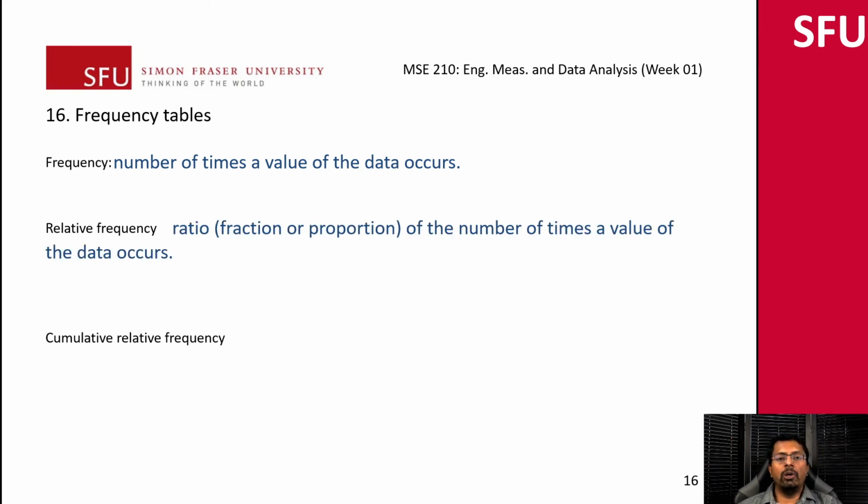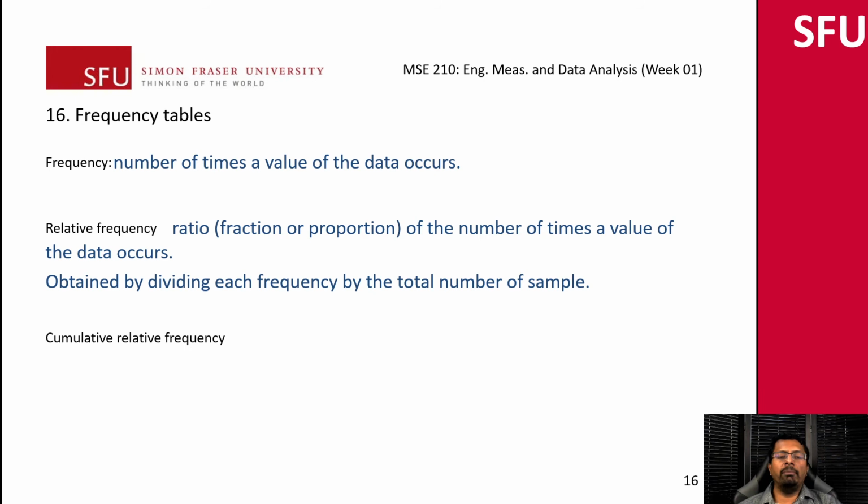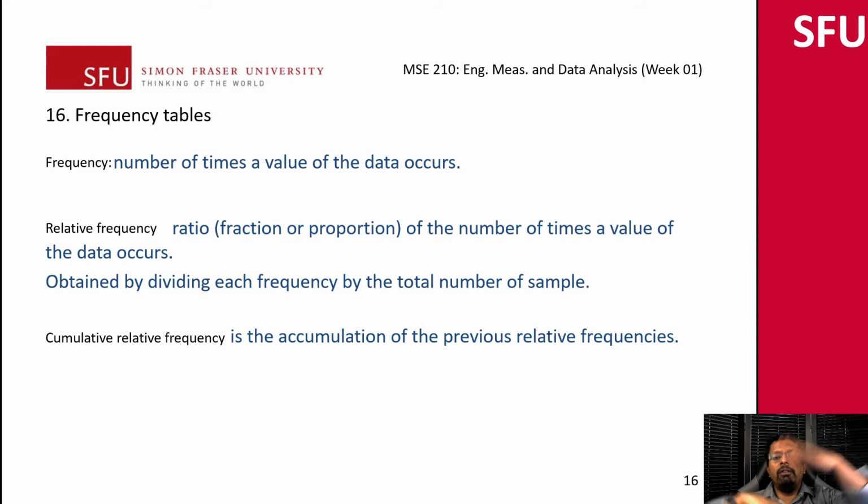So we can think about relative frequency, which is a fraction or the proportion of the number of times the value occurs in the data relative to the sample or the population size. This will be obtained by dividing each frequency by the total number of samples. Cumulative frequency is the sum of all the previous frequencies.